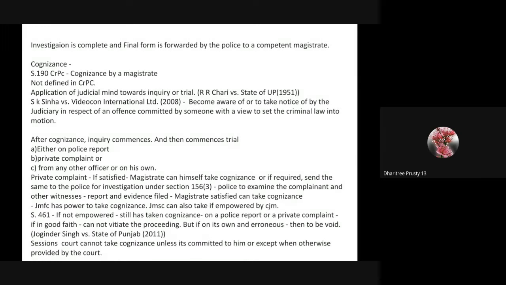Or if the magistrate is not satisfied, then he can again go for initial evidence under section 200 and 202, and then go ahead with taking cognizance. The section says that JMFC or a judicial magistrate first class has the power to take cognizance, but a JMSC or a judicial magistrate second class can also take cognizance if specifically empowered by SCJ.